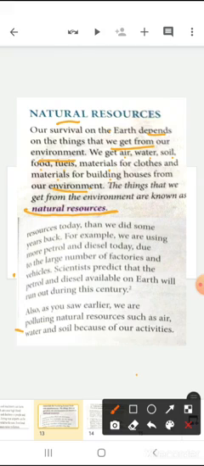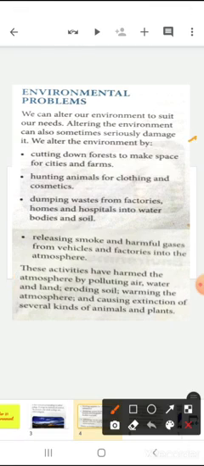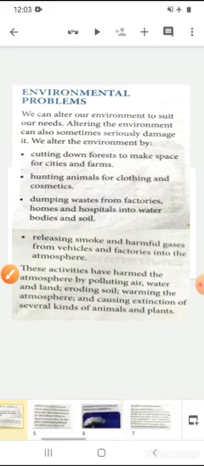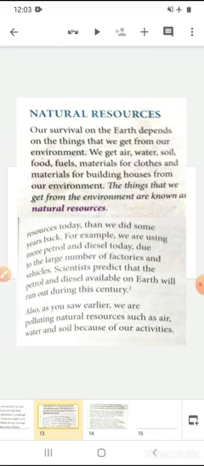Scientists predict that the petrol and diesel available on earth will run out during this century. That means we will not have a sufficient amount of petrol and diesel left on the earth, because it takes millions of years to make petrol or diesel, because this comes from fossil fuels, right? Also, as you saw earlier, we are polluting natural resources such as air, water and soil because of our activities. These are the activities by which we are harming the environment and the natural resources.